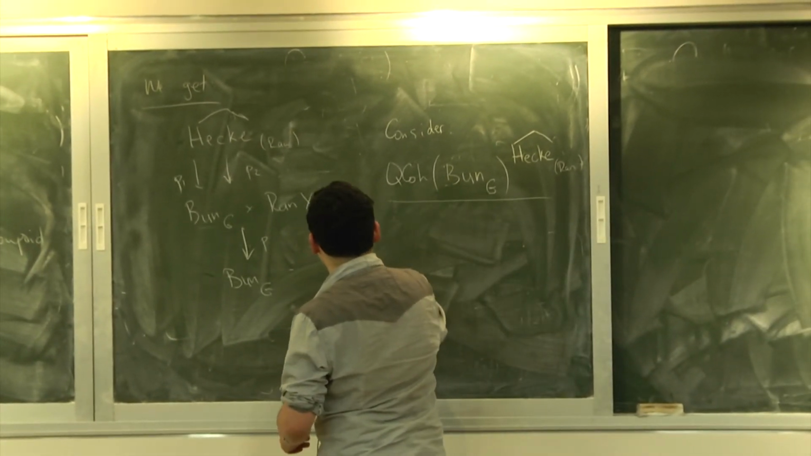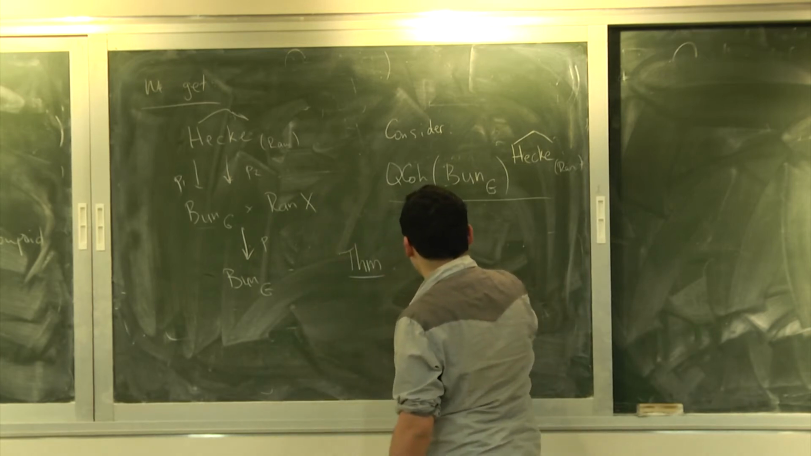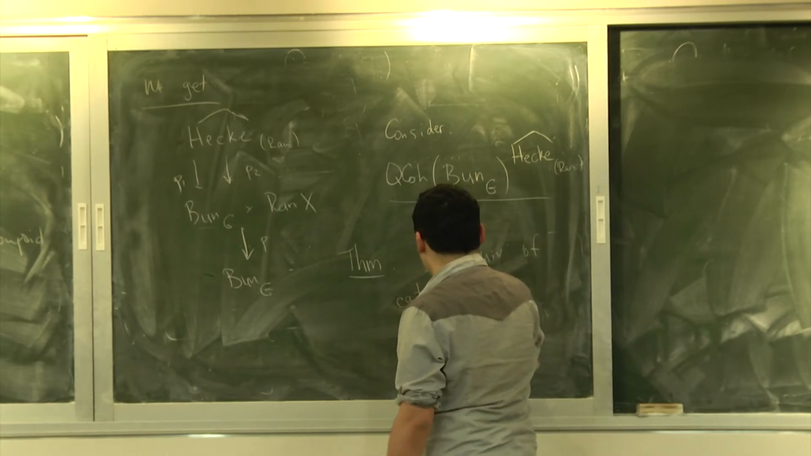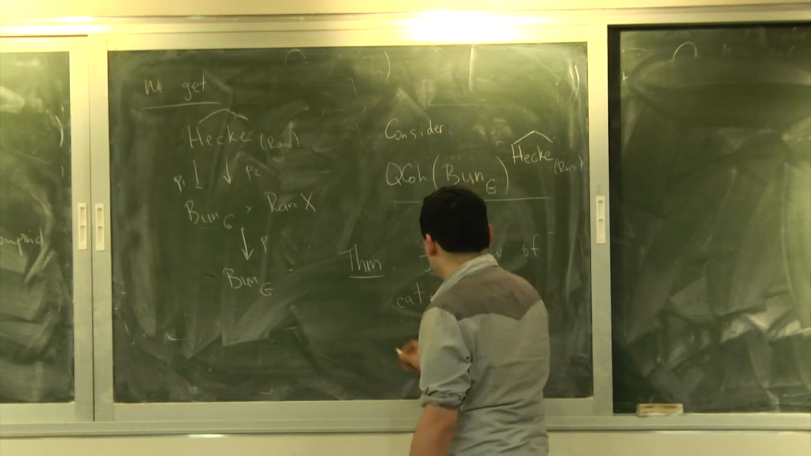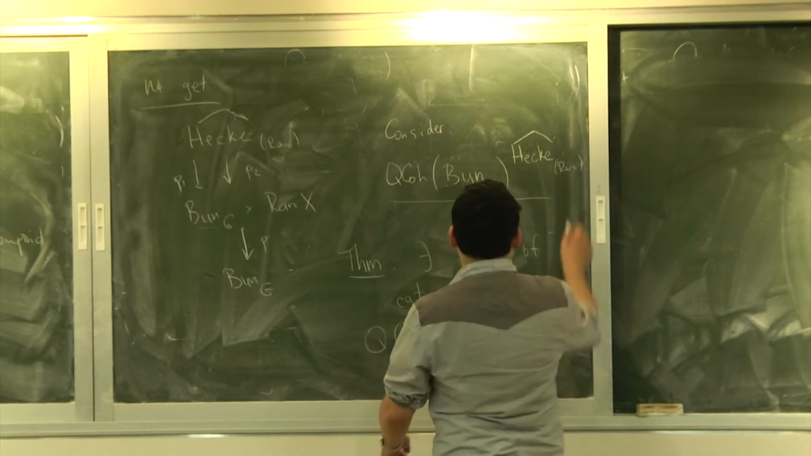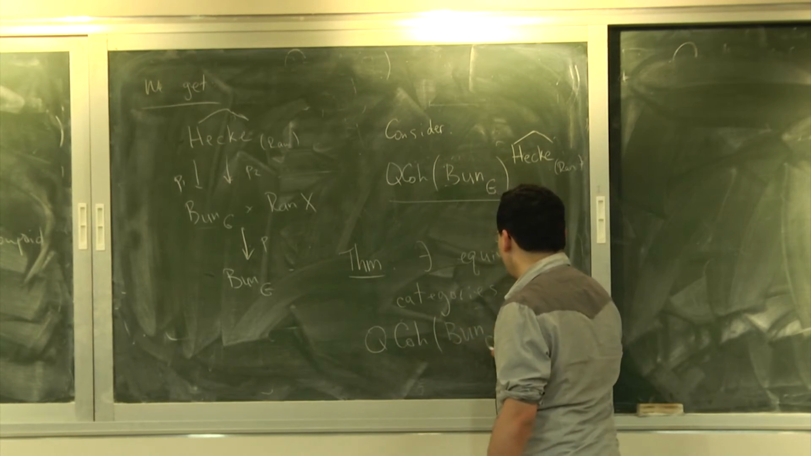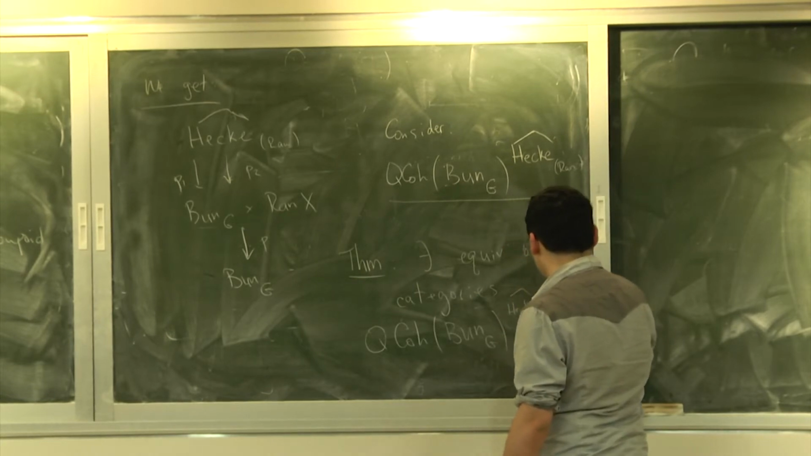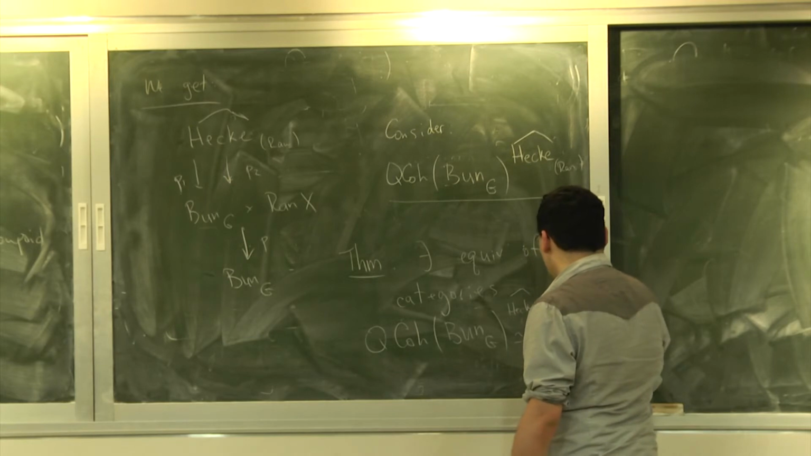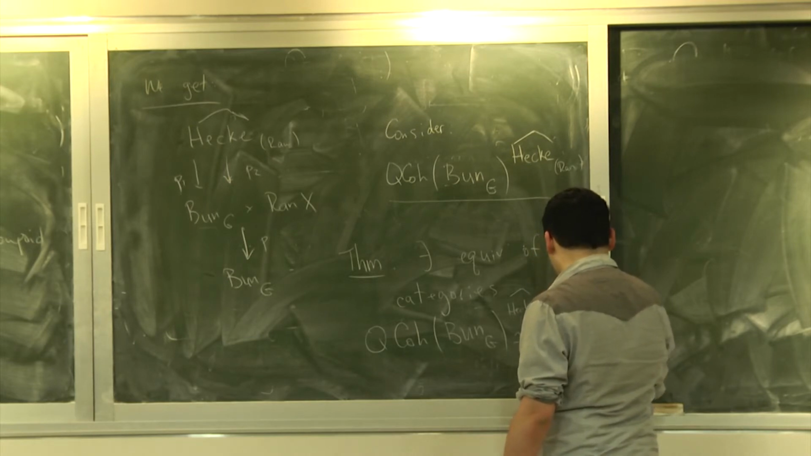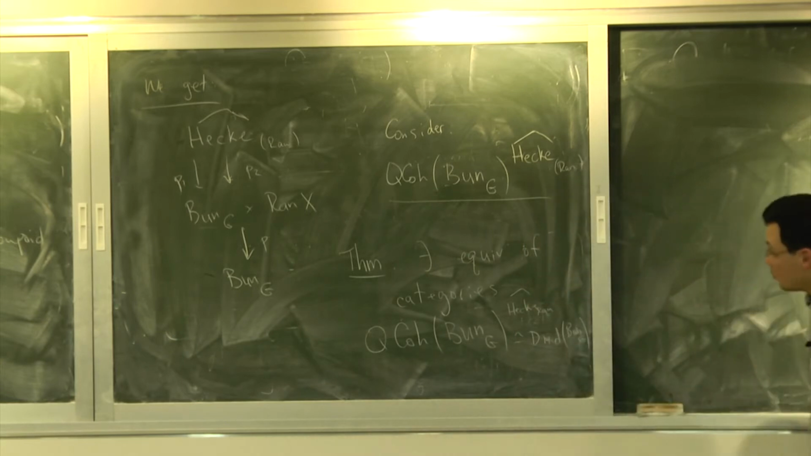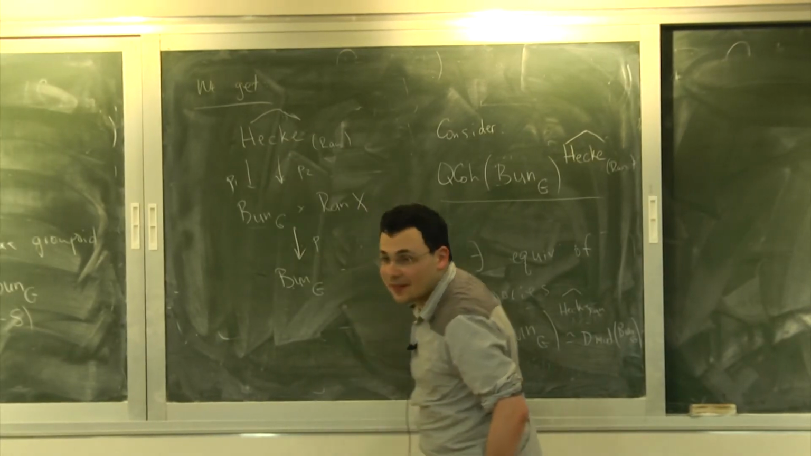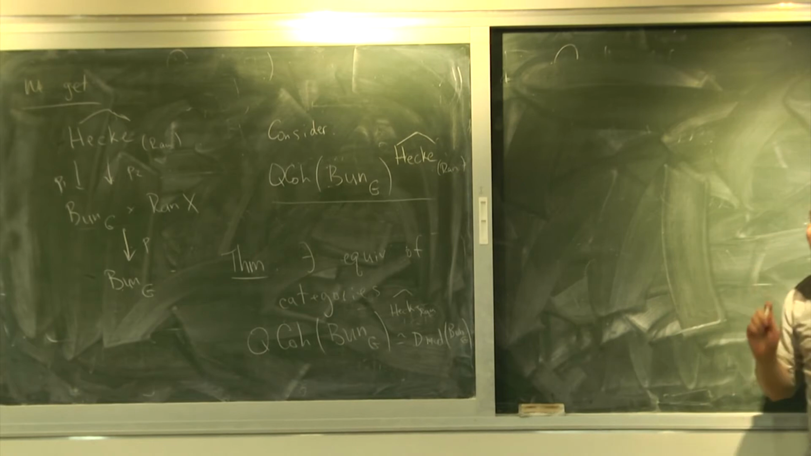And so the theorem is that there's an equivalence of categories between these Hecke equivariant quasi-coherent sheaves and D-modules on Bun-G.